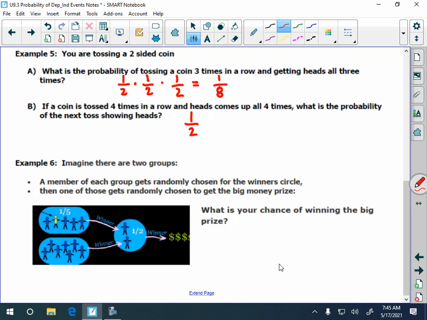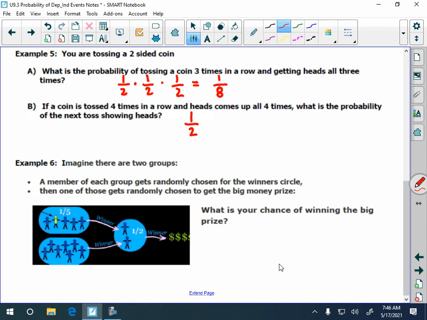All right, and then this last one, example 6, imagine there's 2 groups. A member in each group gets randomly chosen for the winner circle. Then one of those gets randomly chosen to get the big money prize. What's your chance of winning the big prize? All right, so we have these 2 groups. So you can see in the diagram. And in our group, there's 5 people, and one of those 5 is going to win.